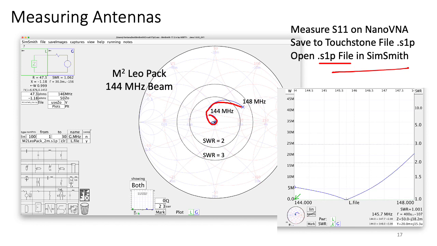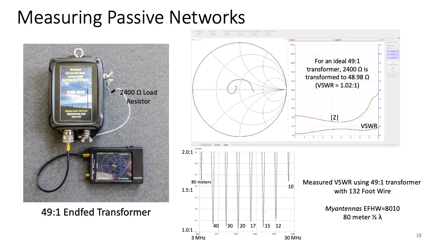And here I've also plotted the standing wave ratio on the right-hand side. This is a standard application. I think most people use the Nano for this, but there's so much more that can be done with this particular instrument. Let's look at another example of a one-port network.